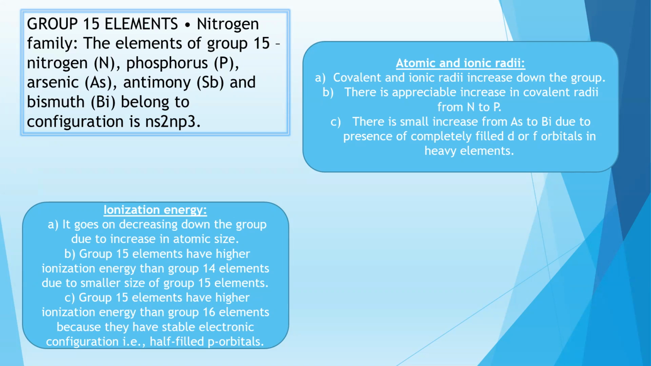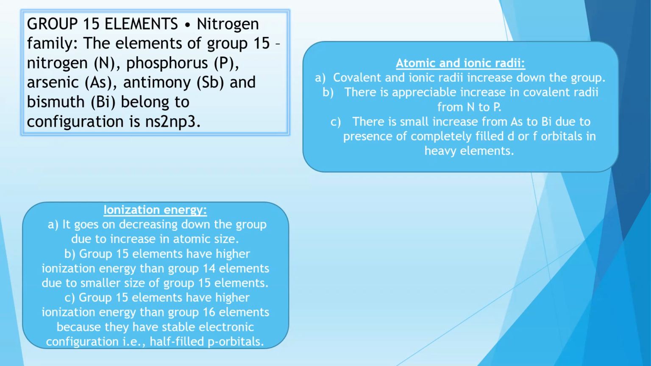Atomic and ionic radii of the nitrogen family, that is, covalent and ionic radii, increase down the group. As we move down the group, the size of the atom increases with the increase in atomic number. Therefore, covalent and ionic radii increase. There is an appreciable increase in covalent radii from nitrogen to phosphorus, and a small increase from arsenic to bismuth, due to the presence of completely filled d or f orbitals in the heavy elements.